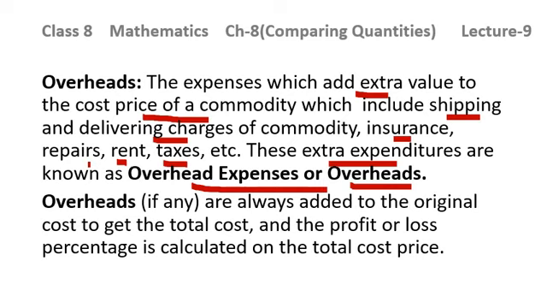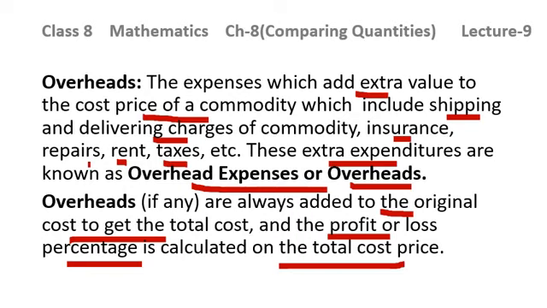So overheads, if any, are always added to the original cost to get the total cost, as I explained, and profit or loss percentage is calculated on the total cost price. This is what I explained with the help of an example.